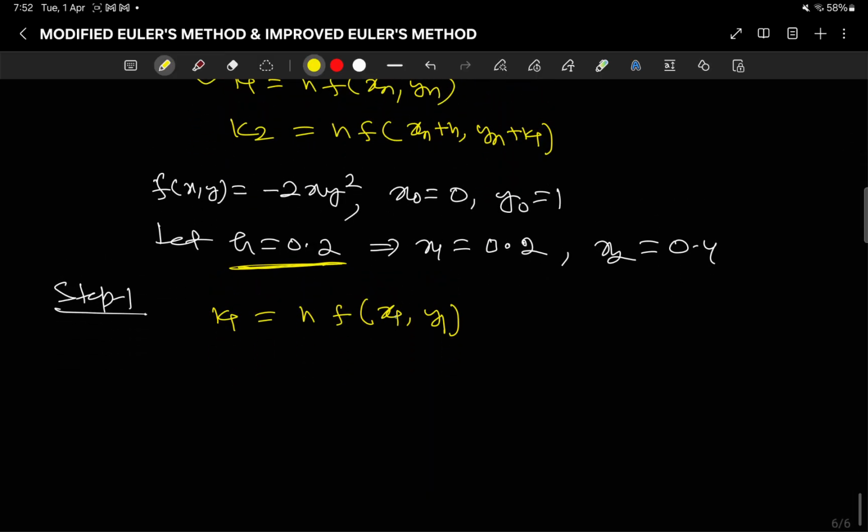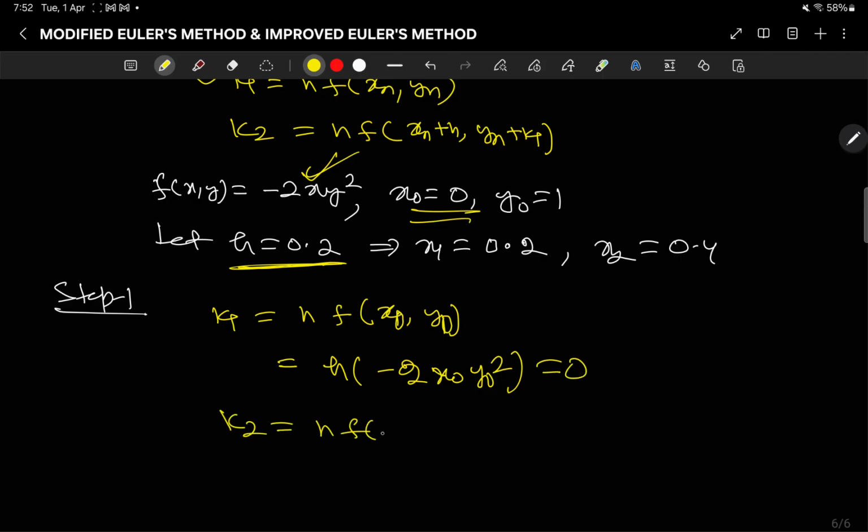Sorry, it is x0, y0. So this is equal to h into, in view of this, minus 2 x0 y0 square. The value of x0 is 0, so this is equal to 0. And what is your k2? It is hf.